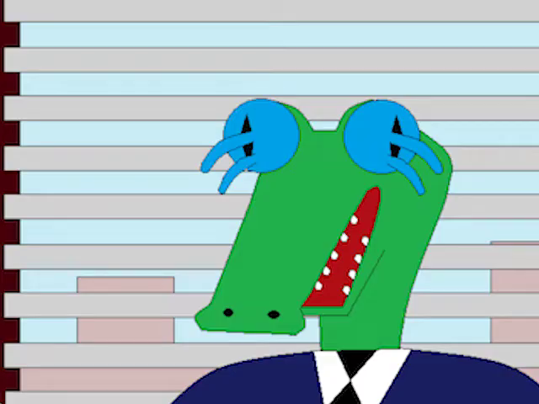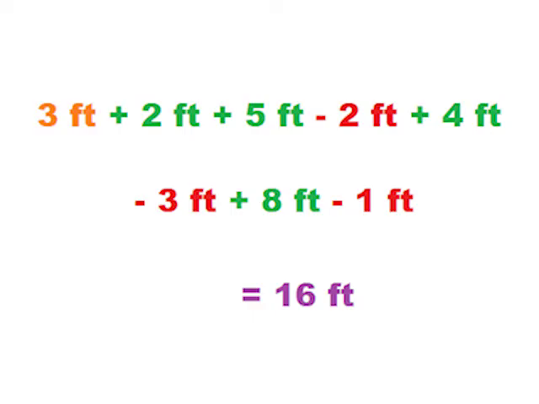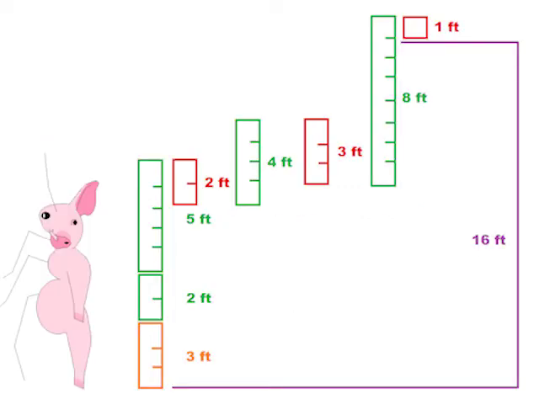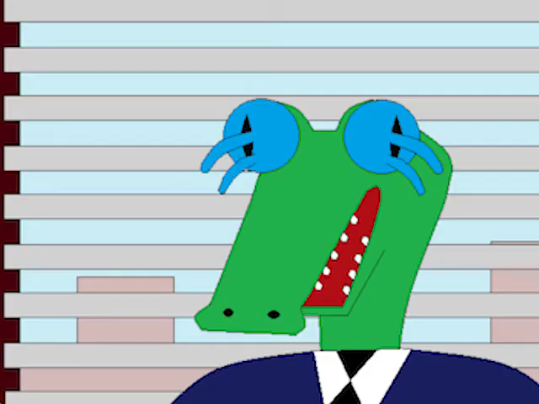Simple addition and subtraction. Why not do it on a calculator to keep things easy? You get 3 plus 2 plus 5 minus 2 plus 4 minus 3 plus 8 minus 1 equals 16. See, everything is crazy but easy so far. I know I'm using a lot of numbers here, but I want to show that this works no matter how many numbers you use. Now here's the next question, and it's a big one.